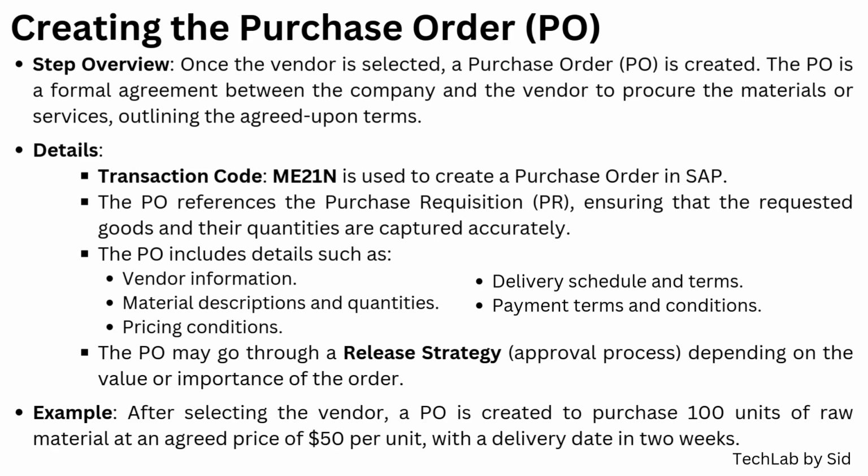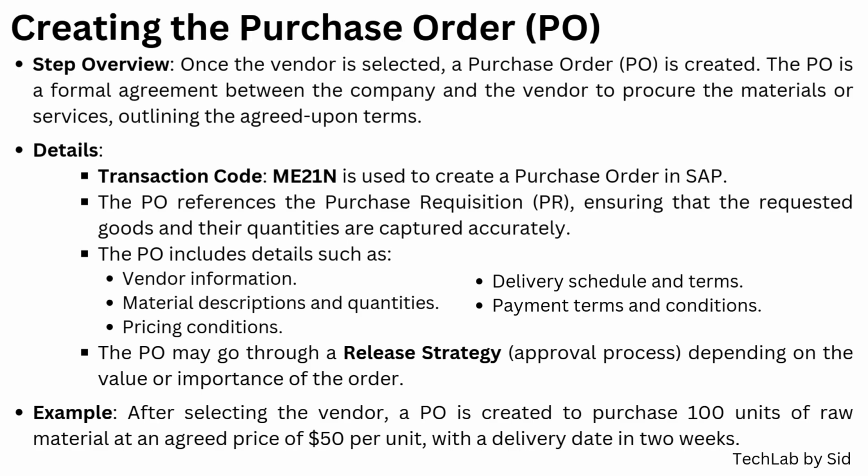Once a vendor is selected, a purchase order is created as a formal agreement to procure the materials or services. Using transaction code ME21N, the PO references the PR, ensuring the correct materials and quantities are ordered. The PO includes vendor details, material descriptions, pricing, delivery schedule, and payment terms.